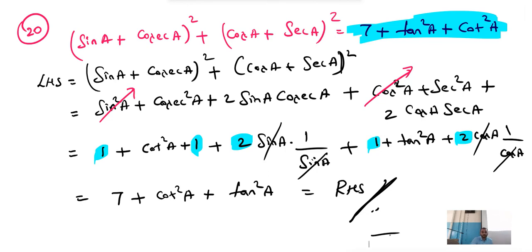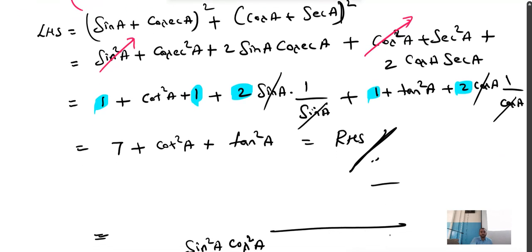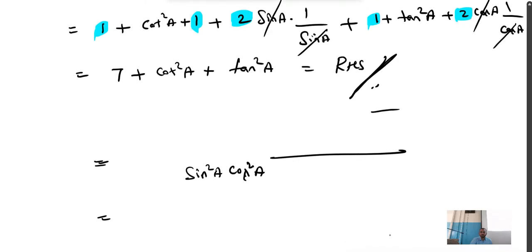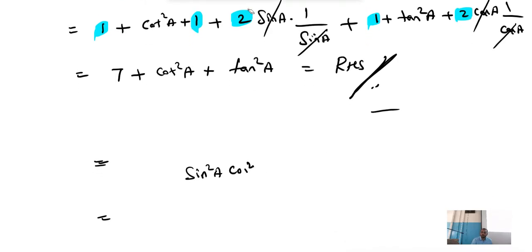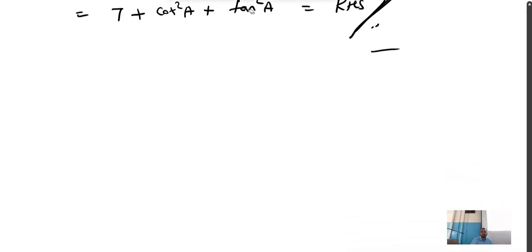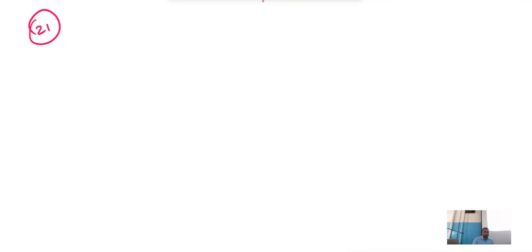Take down the next question, number 21. Make a note fast. Excuse me. Prove that, we have done this type of sum right now. Let me see who will do this.